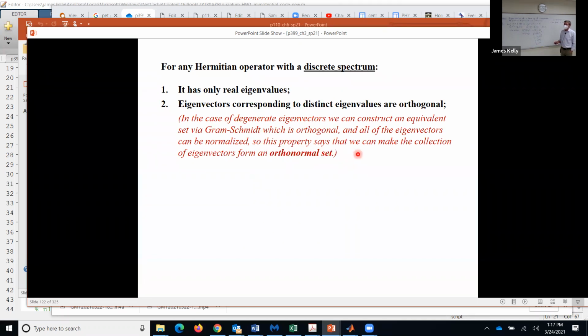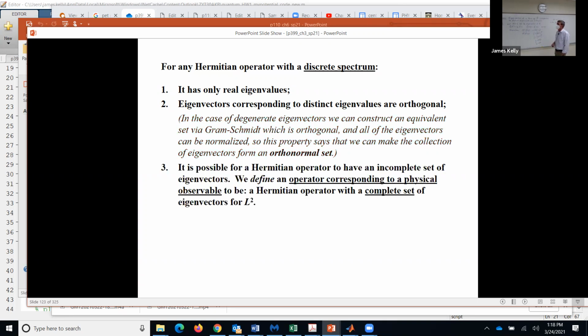You can always normalize them. They're going to lie in capital L2. And if they're not orthogonal to each other, you can form an orthogonal set by using the Gram-Schmidt method. It's a lot of work, but it's important that it can be done. Okay, so those are 2 important properties, and we're going to contrast them with the continuous spectrum case coming up.